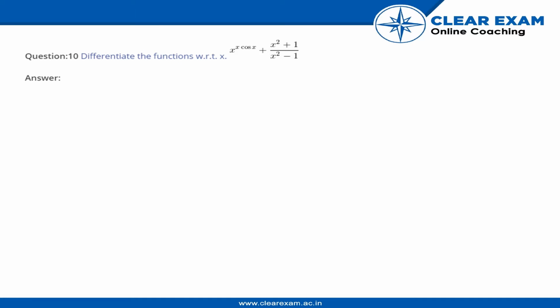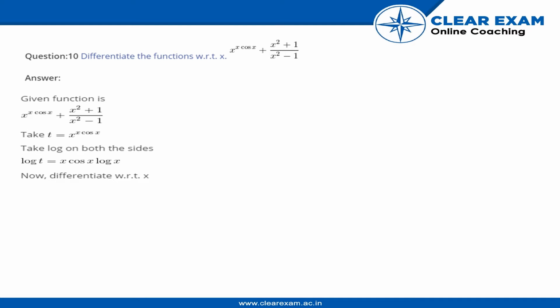Differentiate with respect to x the following function: x to the power x cos x plus (x square plus 1) upon (x square minus 1). Let this be equal to y. Take the first term x to the power x cos x equal to t. Hence, take natural logarithm on both the sides. We get log t equals x cos x into log x.